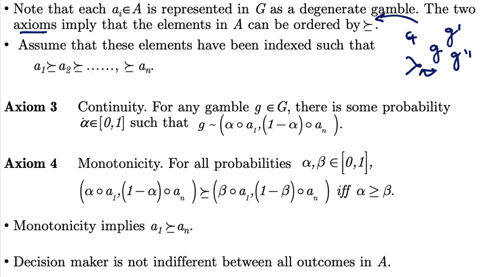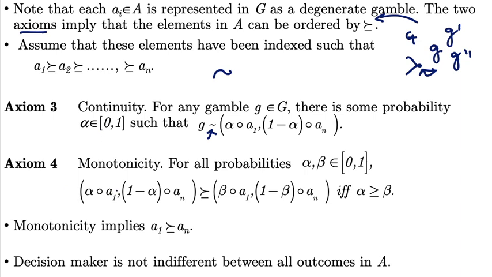Let's crack on. We move to axiom number 3, continuity. This property says for any gamble G which is an element in the set of gambles, capital G, there is some probability, which we call alpha, between 0 and 1 inclusively, such that this gamble G is in an equivalence relation with the composite of probability alpha of outcome A1 and 1 minus alpha of outcome AN. So this is continuity.